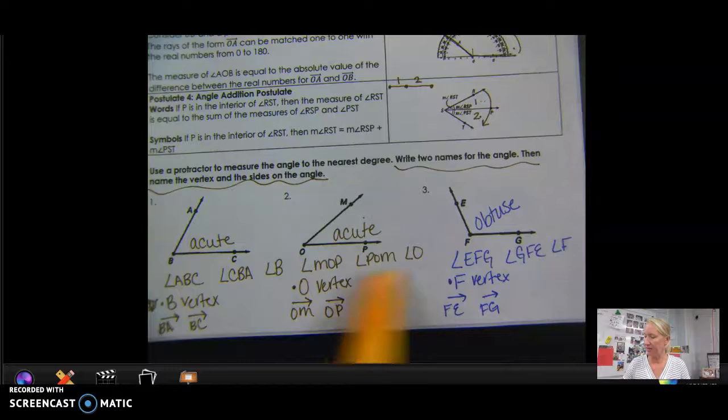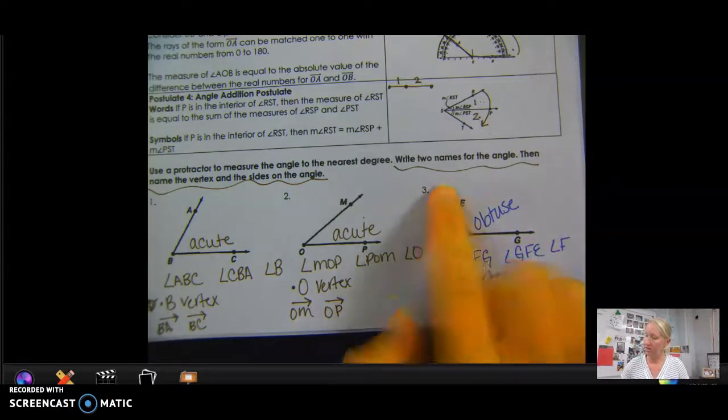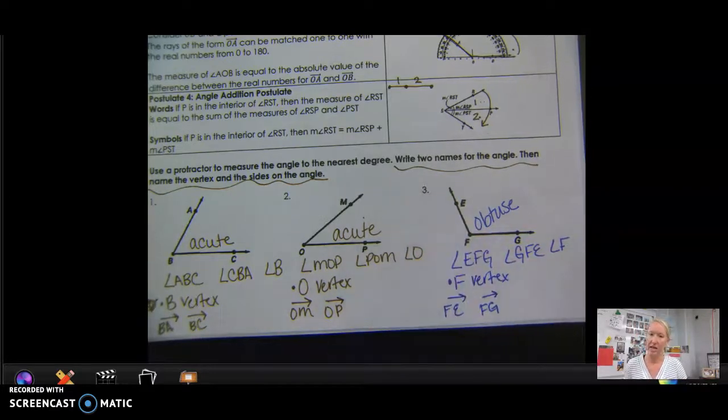Three names for the angle: MOP, POM, or angle O. O is the vertex, OM is my ray, and OP is my other side ray. And then for this one, EFG, or GFE, and I could also call it angle F. F is the vertex, and FE and FG are my rays on that one.